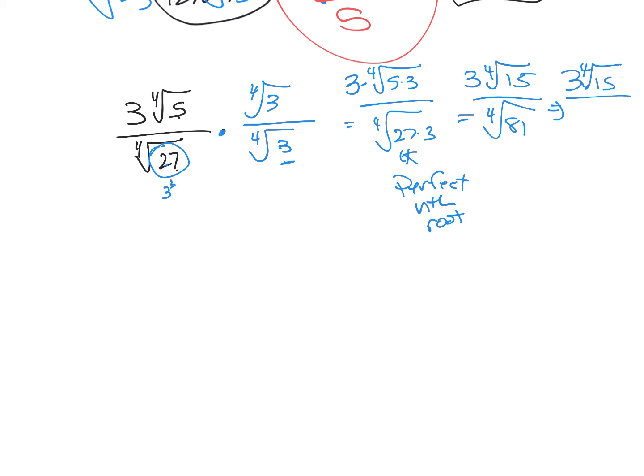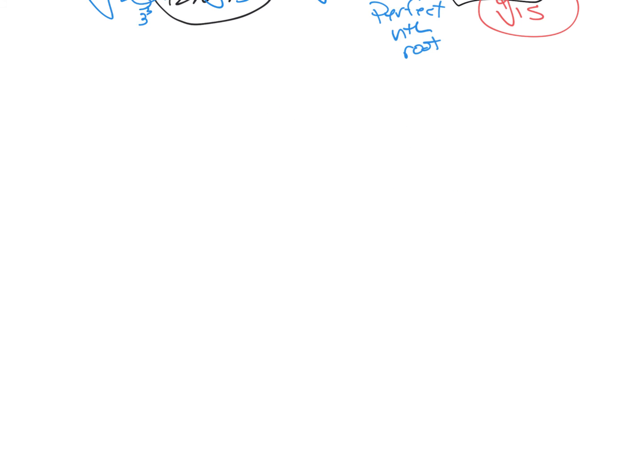And then the 4th root of 81 is 3. Ooh, look at that. We have 3 and 3. So my answer is just the 4th root of 15. Okay, let's look at another one. What if I gave you 3 times the cube root of 2 over the cube root of 4?